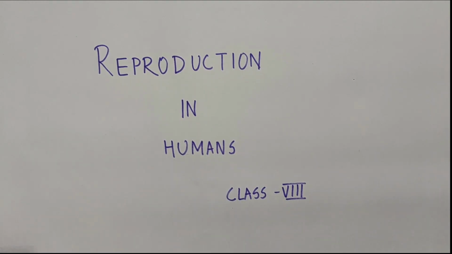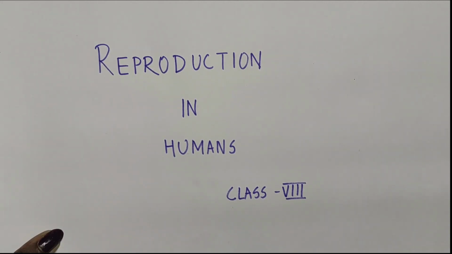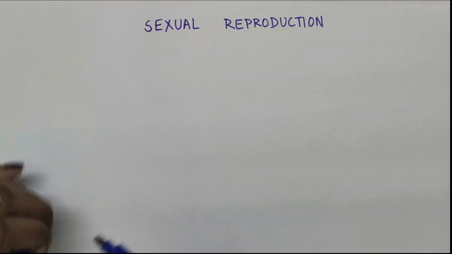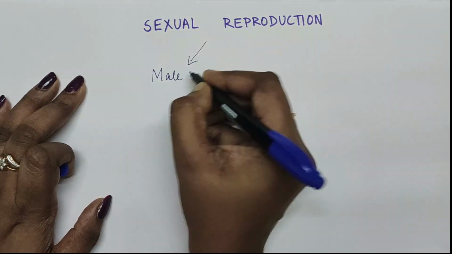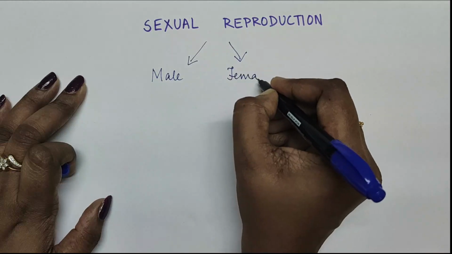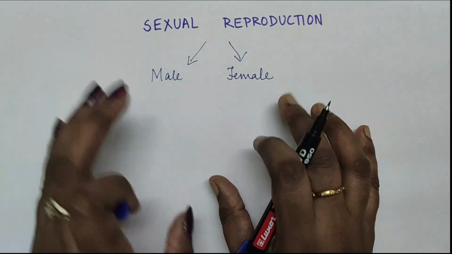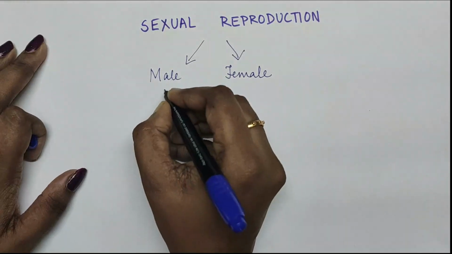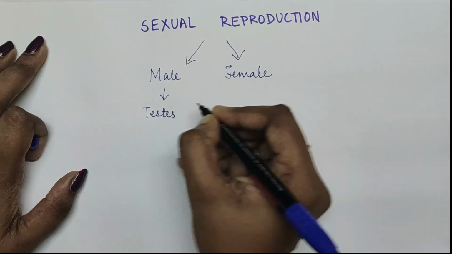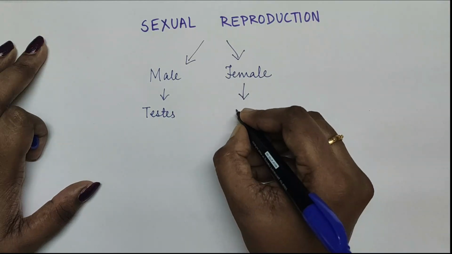So let us first understand sexual reproduction, and then we will go into detail of understanding the human male reproductive system and the human female reproductive system. If I say that sexual reproduction involves two organisms, one male and the other female, I am categorizing the male and female organism and the main sex cells produced by them. Now the male has testes and the female reproductive system consists of the ovaries.